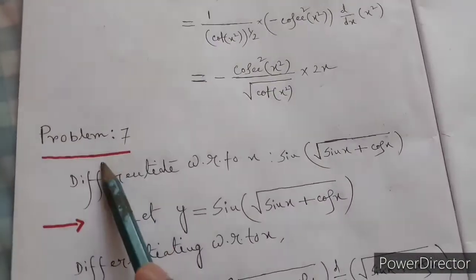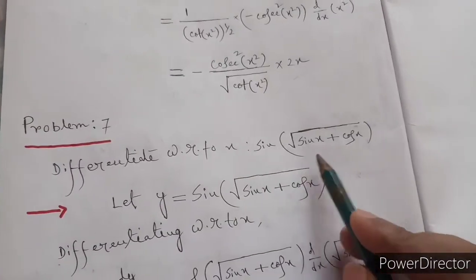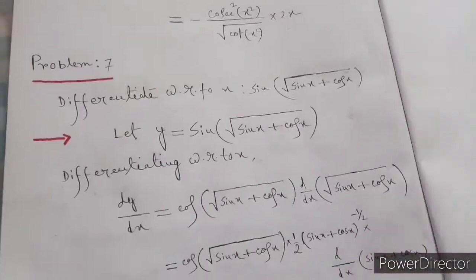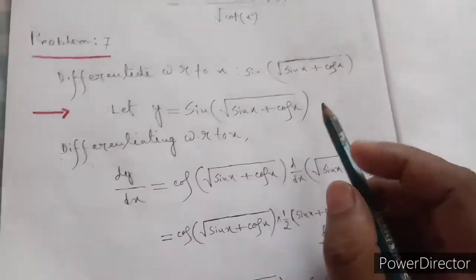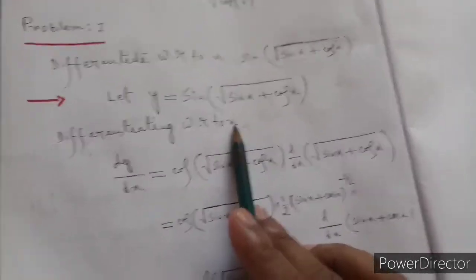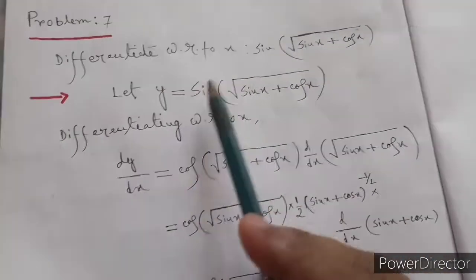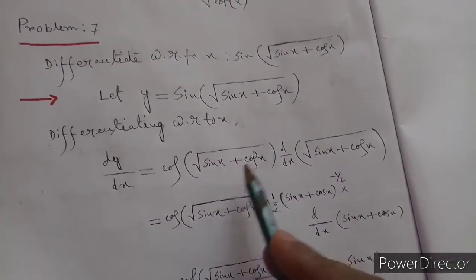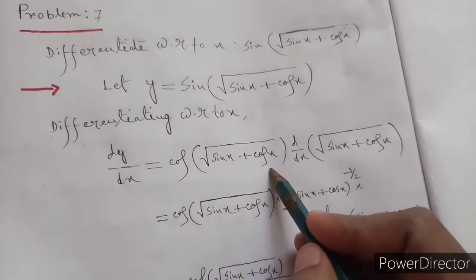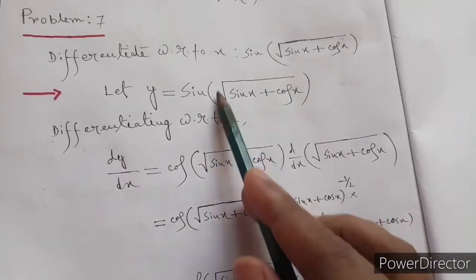So now problem number 7. Differentiate with respect to x sine root under sine x plus cos x. How to solve it? Let y equal to sine root under sine x plus cos x. Differentiating with respect to x, we get dy/dx equals, using chain rule obviously. So the derivative of sine x is what? Cos x. So cos of this one, cos root under sine x plus cos x.